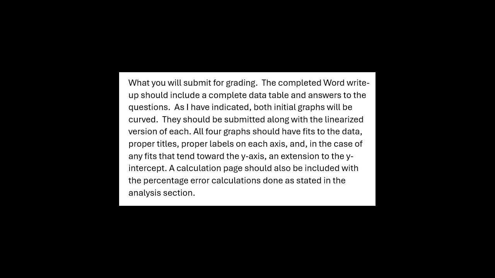All 4 graphs should have fits to the data, the equation Excel provides for that fit, proper titles, proper labels on each axis, and in the case of any fits that tend toward the y-axis, an extension to the y-intercept. A calculations page should also be included with the percentage error calculations done as stated in the analysis section.